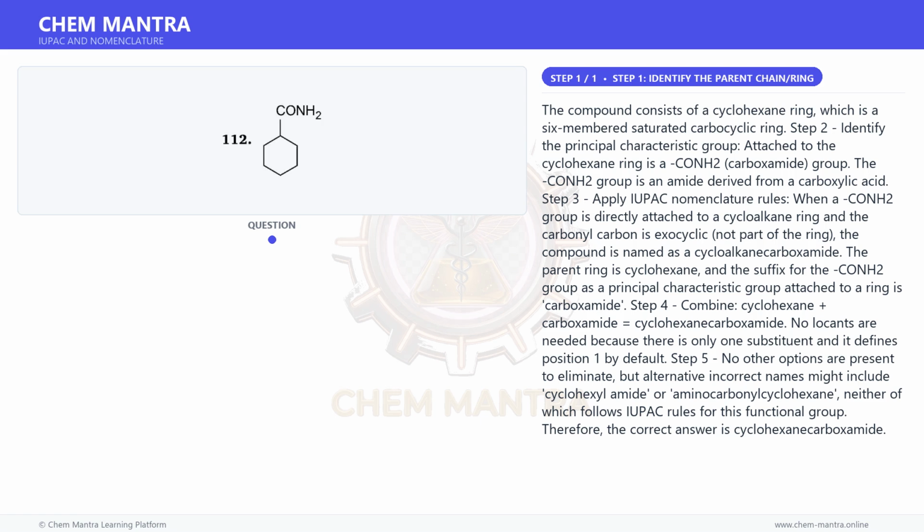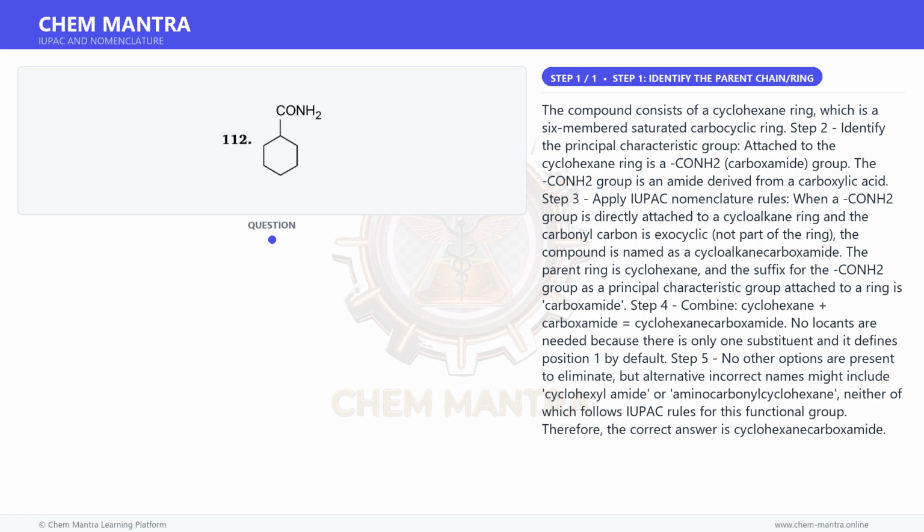Step 2. Identify the principal characteristic group attached to the cyclohexane ring: it is a carboxamide group. The carboxamide group is an amide derived from carboxylic acid. Step 3. Apply IUPAC nomenclature rules when a carboxamide group is directly attached to a cyclohexane ring and the carbonyl carbon is exocyclic, not part of the ring.